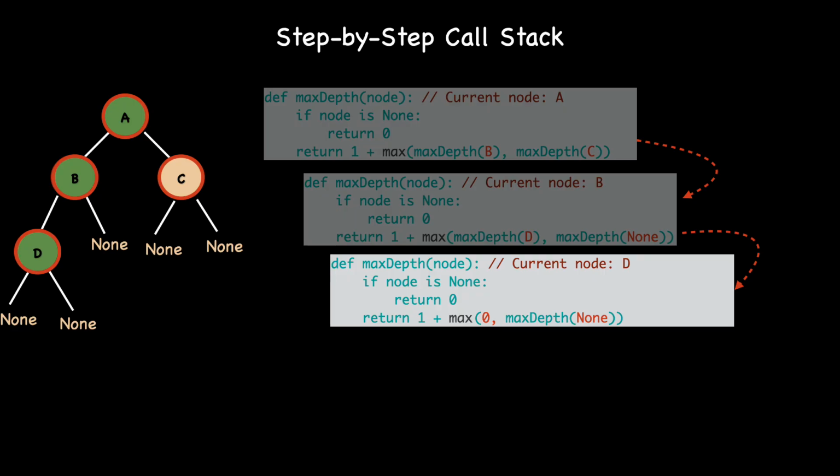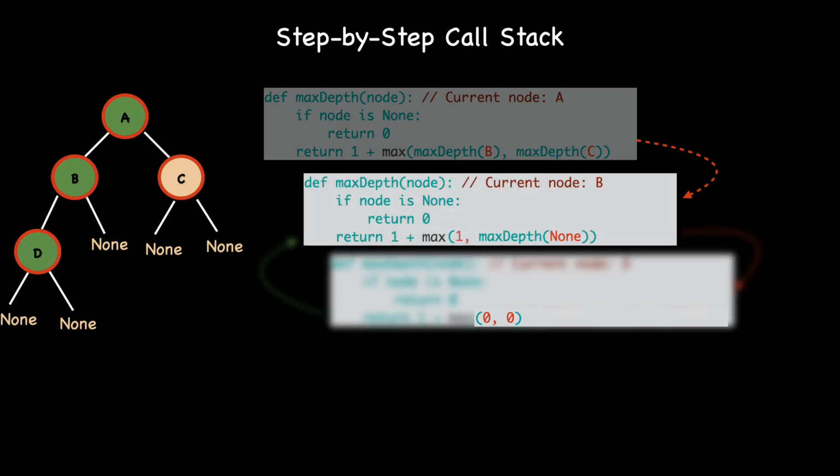Now our call stack starts to unwind. At node D, another function call is made for its right child, which is none. I'm skipping the visual for this, but it's the same kind of call we just saw, and it also returns 0. With both left and right child nodes complete, this call now returns 1 to its caller.